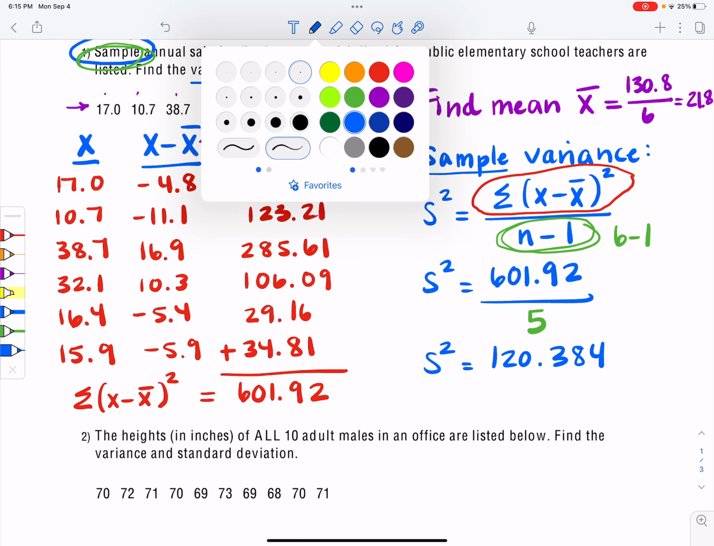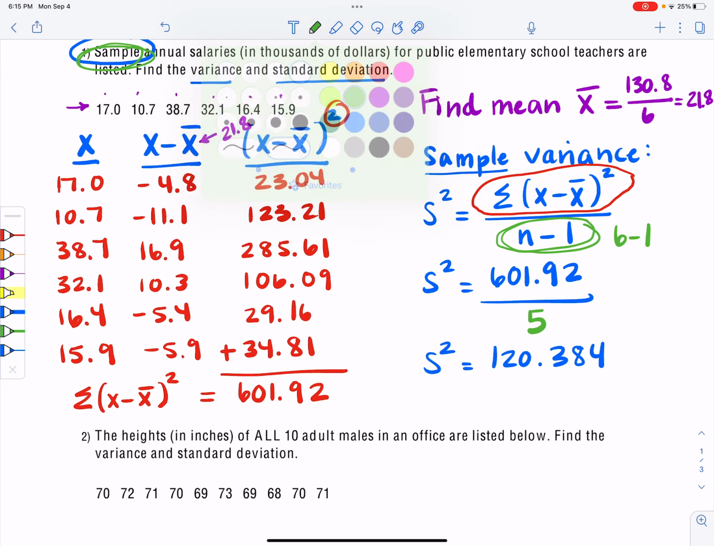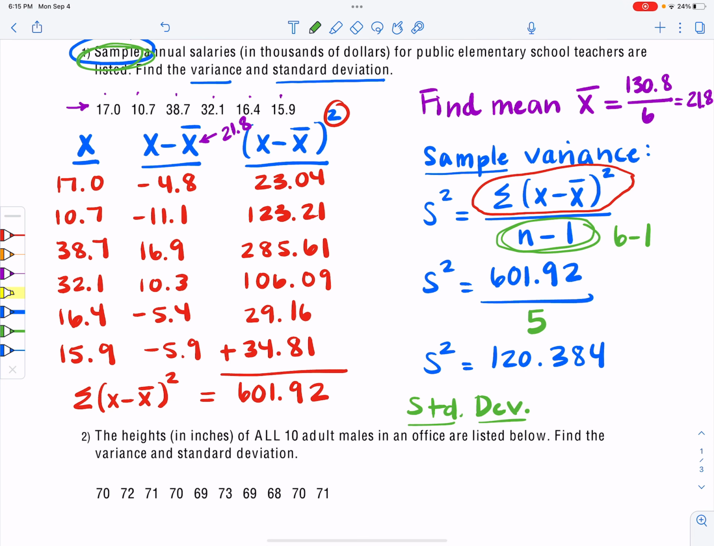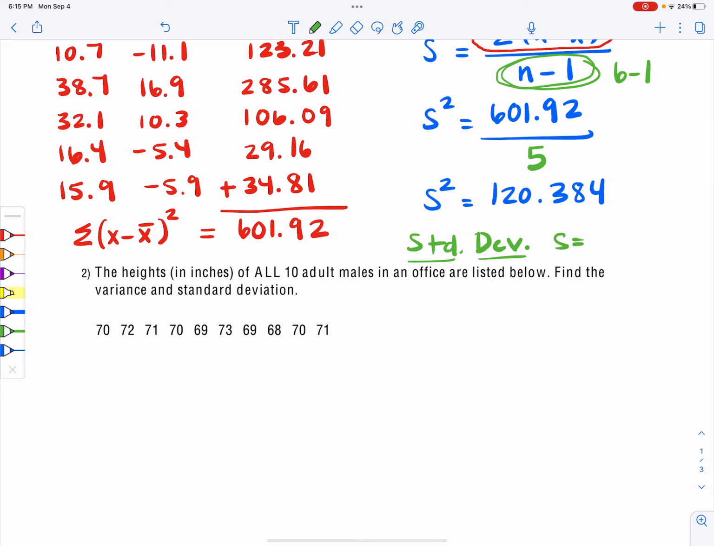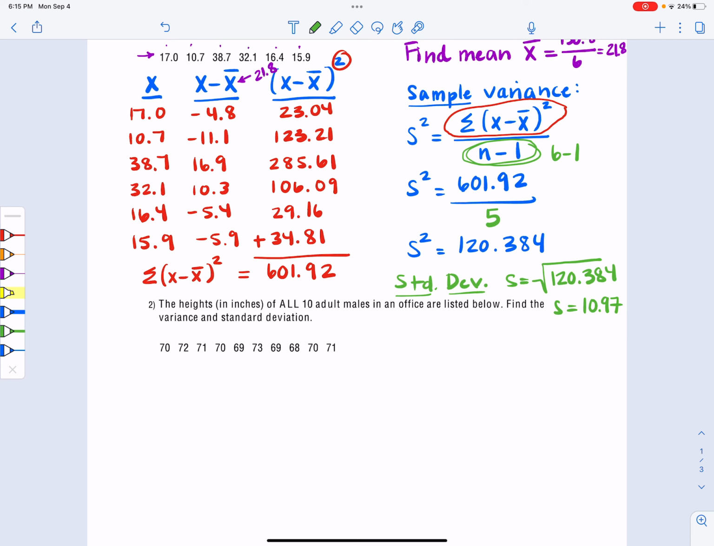To go from there to our standard deviation, just like we did for a population, once we get our variance, which is a value of s squared, all we have to do to get standard deviation is take the square root of our variance. And then, of course, round it accordingly to what MyLab is asking, but take the square root of that variance. I'm going to round to 2 decimal places, and that standard deviation would be 10.97.